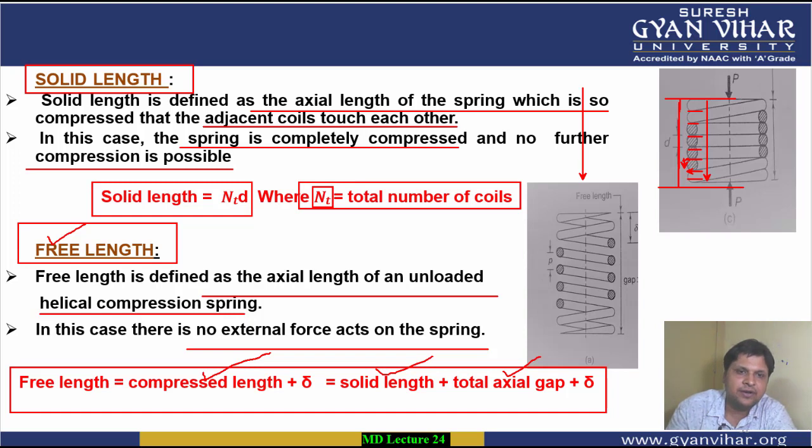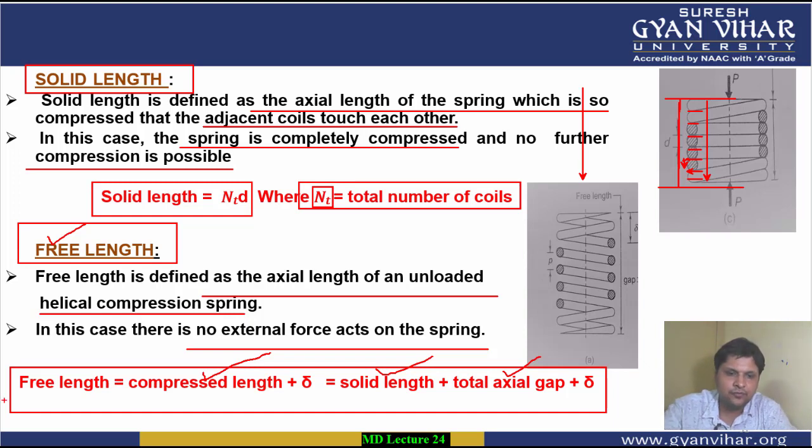And what is the free length? That I have already told you. Now if we want to bring a relation between the free length and solid length, how will we derive it? The relation can be derived this way: the total gap between the coils, if you add it to the solid length, then you will get the value of free length.